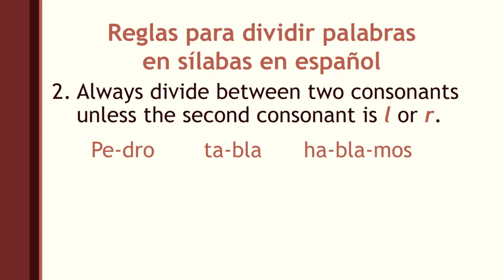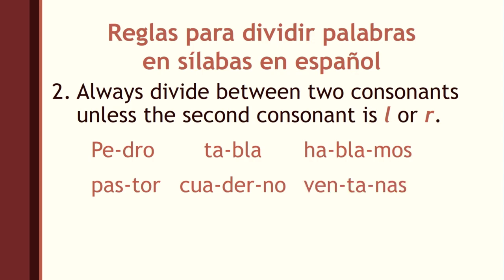Hablamos, same here with hablamos. Pastor, okay, there we have the S and the T. See, we divide between the two consonants. Cuaderno, again, there we have the R and the N, divide between the two consonants. And then for the first syllable division, we have two vowels, and there is a consonant in between. So you know we divide there. And here's another example, ventanas.